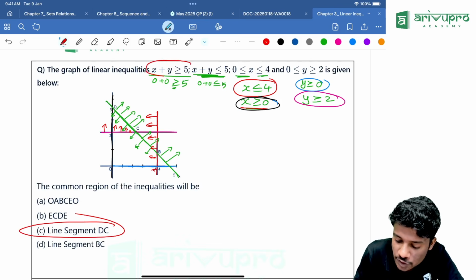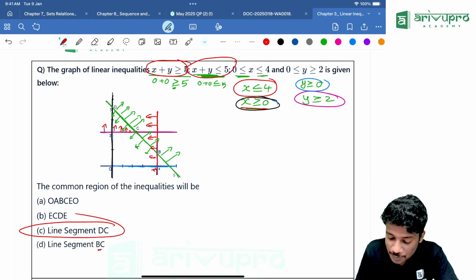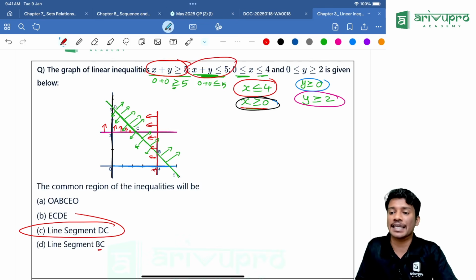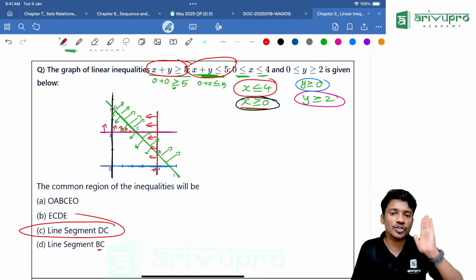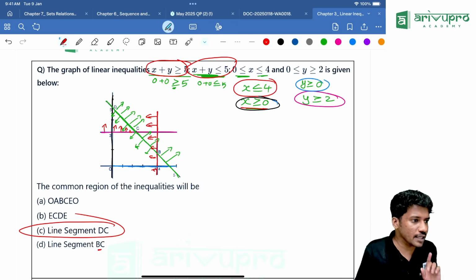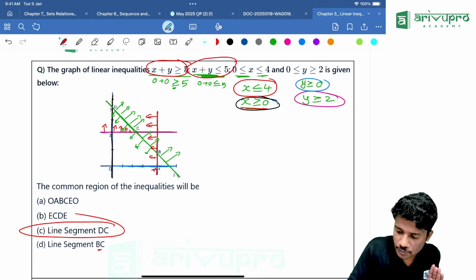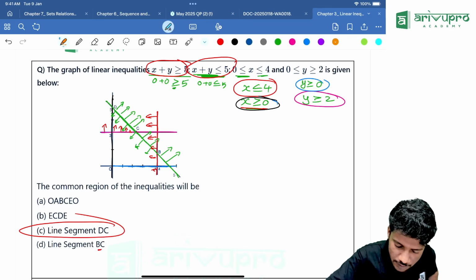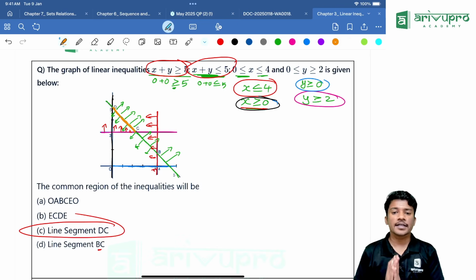Actually, using these two itself, we can say that it is line segment DC. Because only a line segment will be the answer. Since line segment BC is there, we need to check again. That's why we did the cross-checking part. Everyone understood this? Clear? Anyone is having doubt? Got it? Yes. This is the answer, the common area. Can we do the next question?